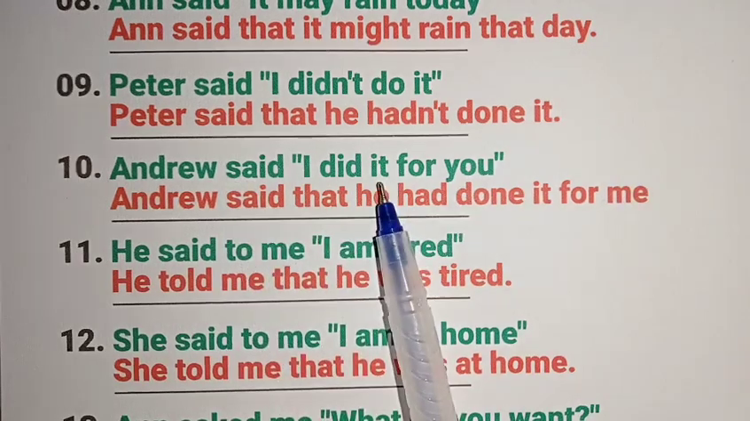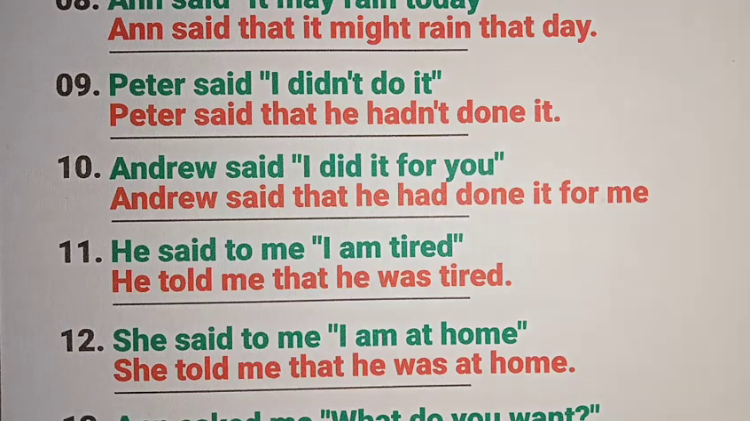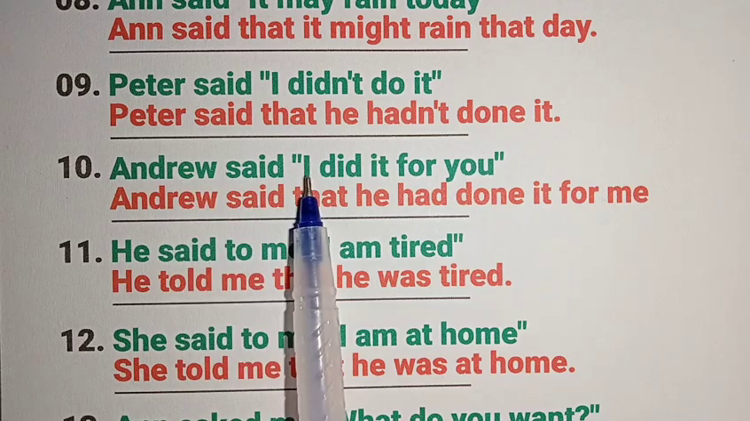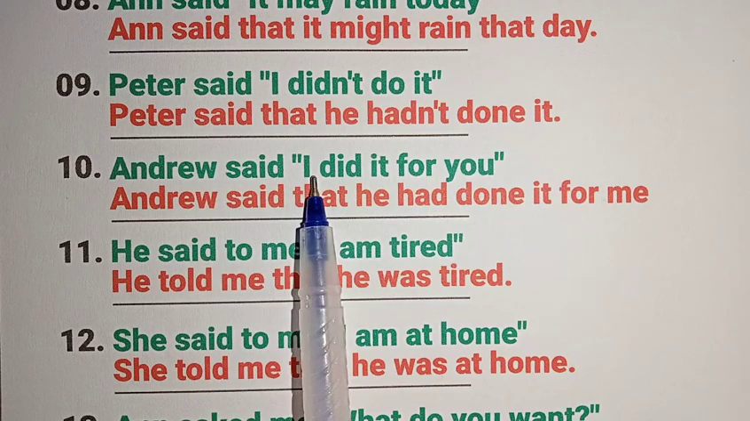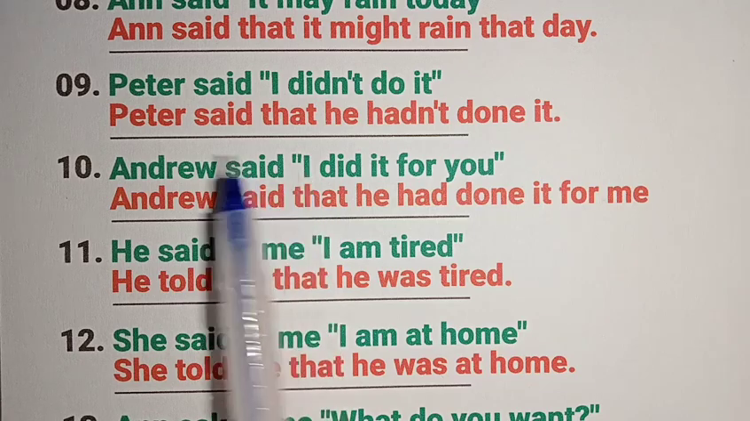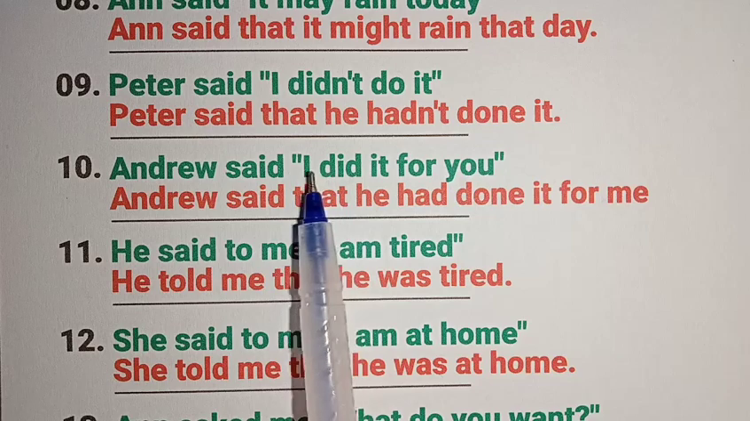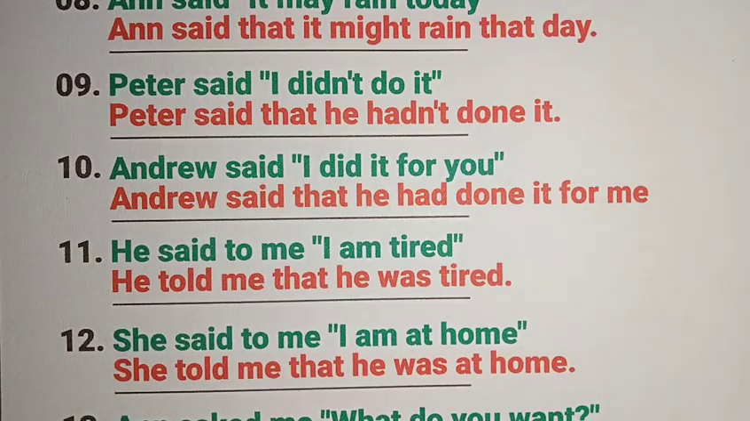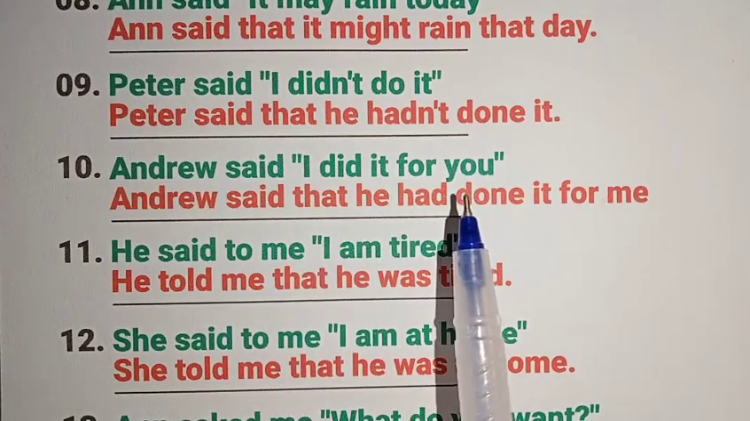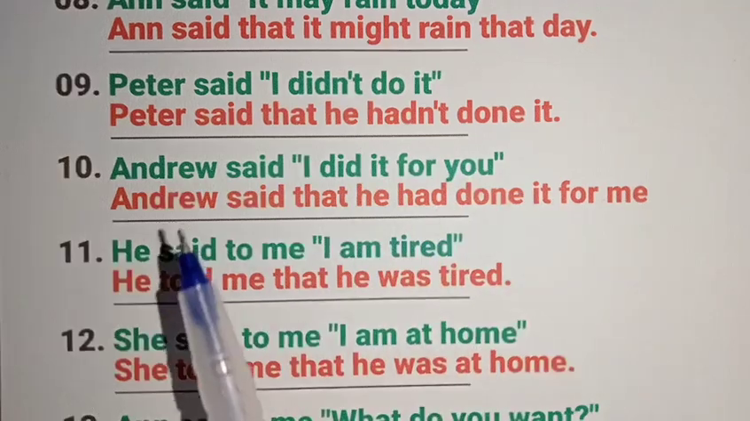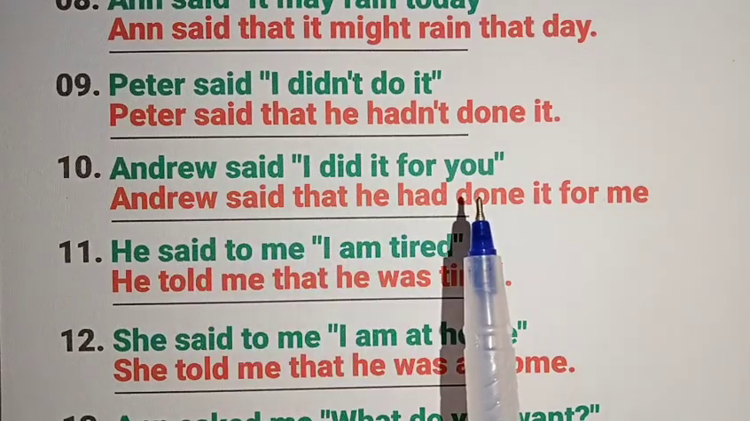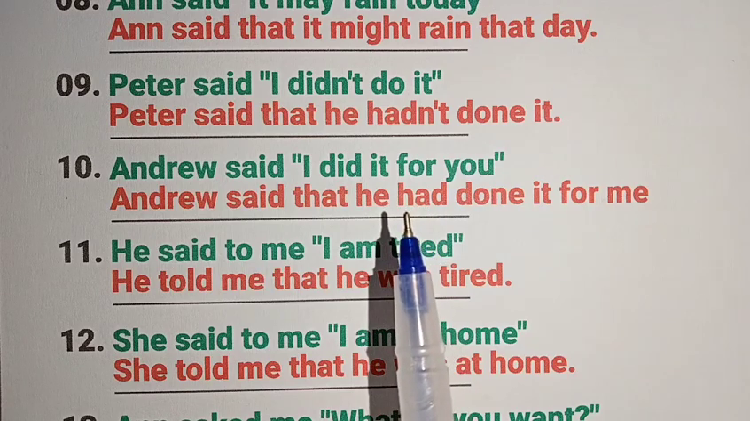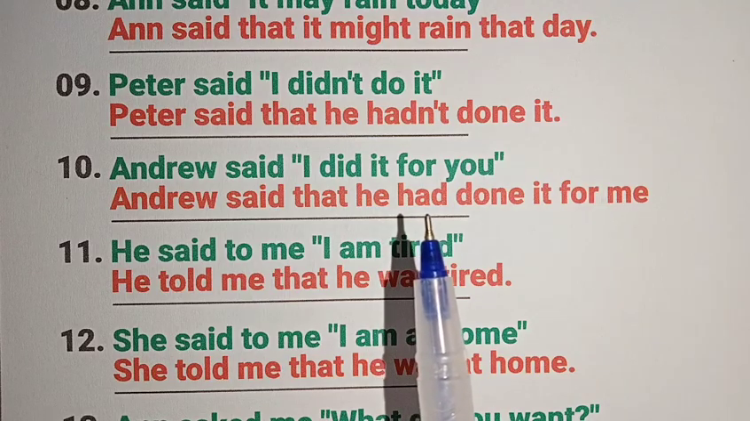Andrew said, "I did it for you." Then Andrew talks about himself, the pronoun I. The pronoun I refers to Andrew. So Andrew did this or Andrew did it for me. You means me because I am the listener. So Andrew is speaking to me. When Andrew speaks to me, he says, "I did it for you."